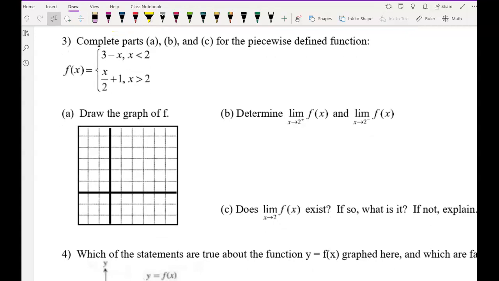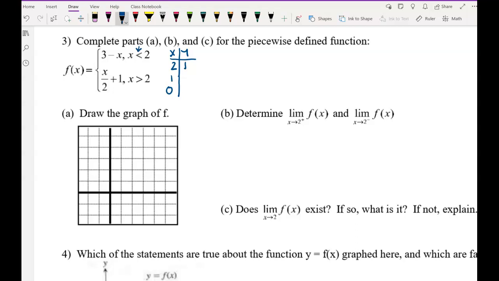Example 3 says complete parts A, B, and C for the piecewise function defined. Here, f of x, we have two pieces. First piece, 3 minus x, only when x is less than 2. Then the second piece is 1/2 x plus 1 when x is bigger than 2. You can graph this multiple ways, or make a table. I'm going to start with 2, then pick values less than 2, such as 1 or 0. When x is 2, it's going to be an open circle since this is not an equal.